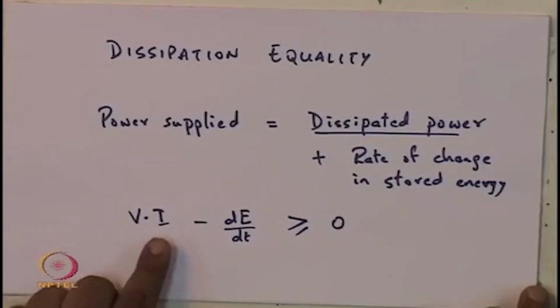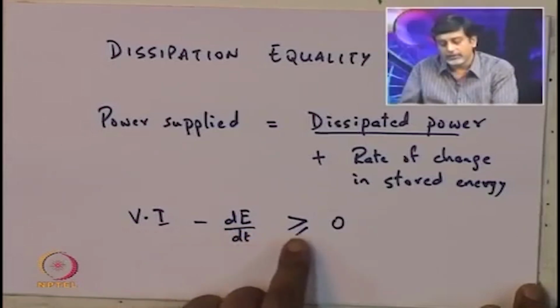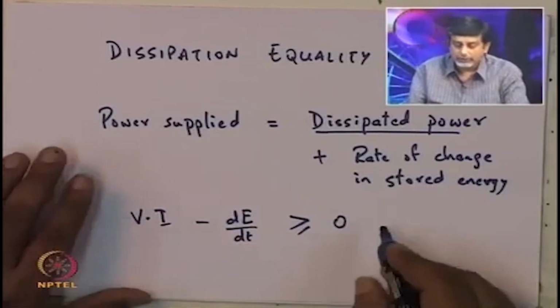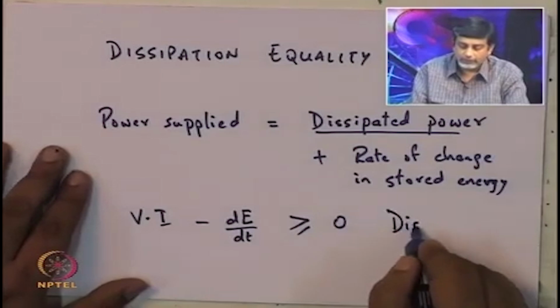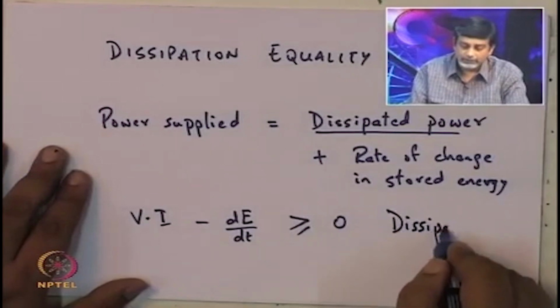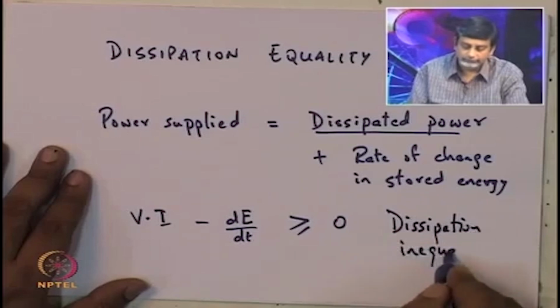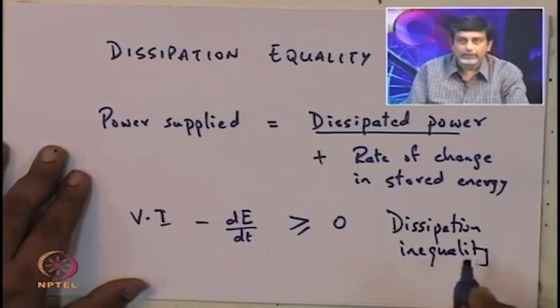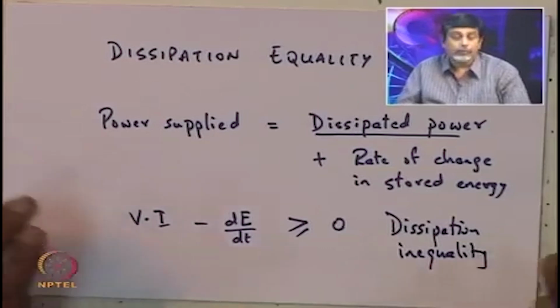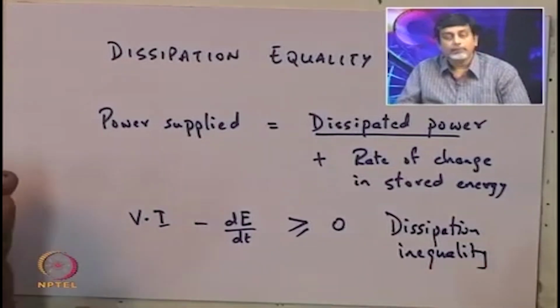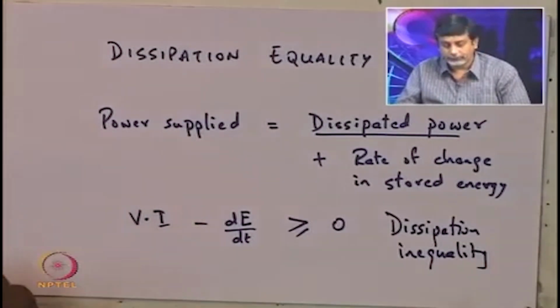So, V dot I minus dE/dt is greater than or equal to 0. This in fact is called the dissipation inequality, and this dissipation inequality is always going to hold true for circuits which are passive. Okay. Now, how do we characterize circuits which are passive?